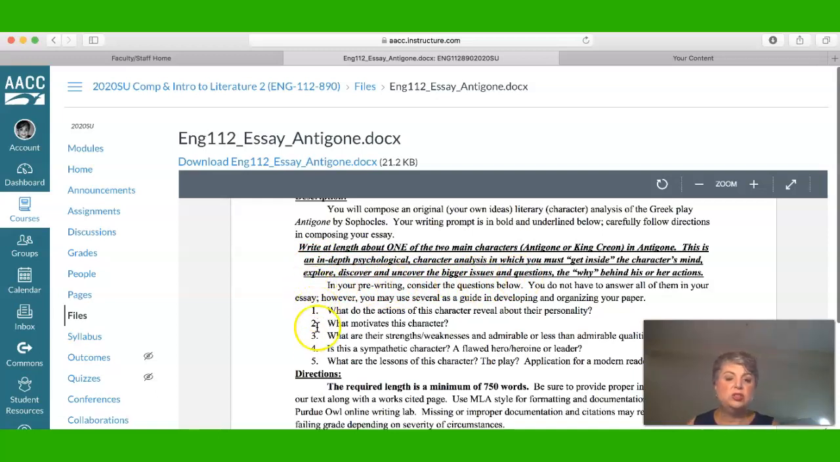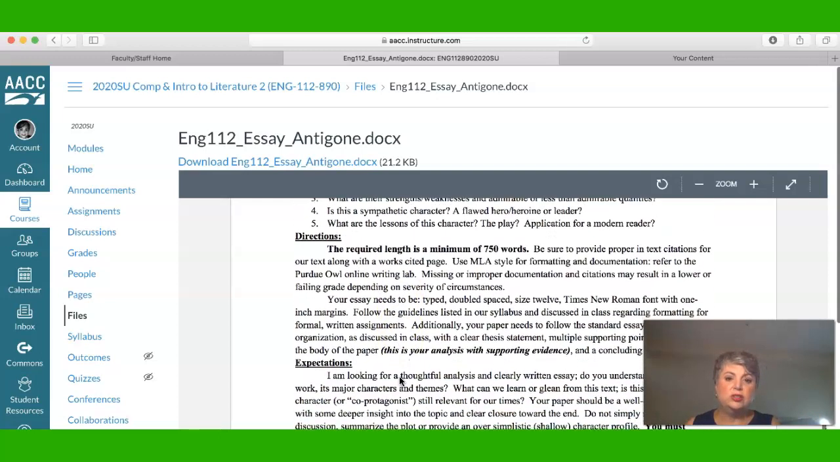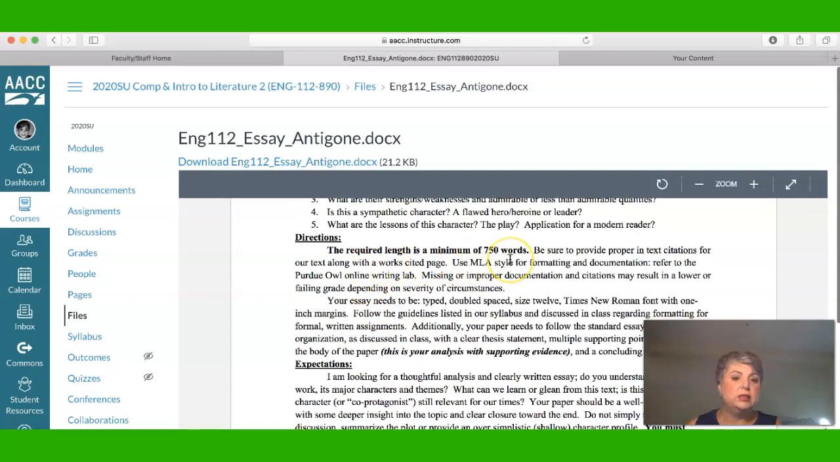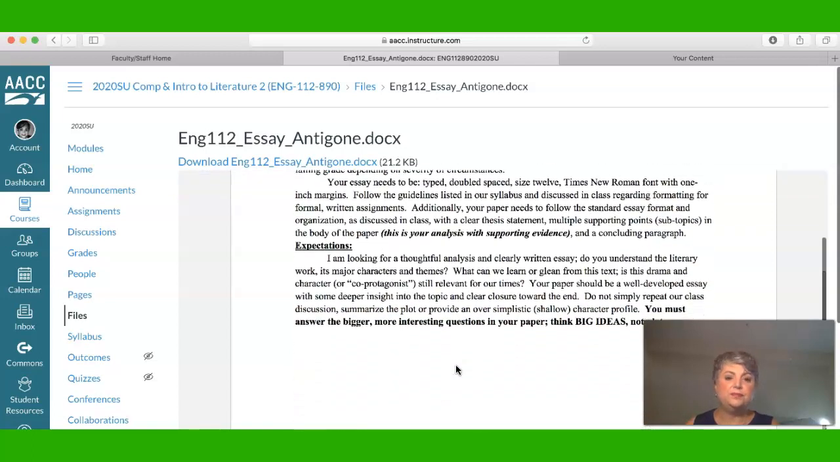Here are some questions to think about in your pre-writing. You can answer these questions in your paper, or you can just use them as a brainstorming tool. There are additional directions here, right? The required length is a minimum of 750 words, which is around 3 pages. You can be a little bit under 3 pages, but please no longer than 5 pages. Here is a section on expectations, what I'm looking for. So make sure you take a look at that.